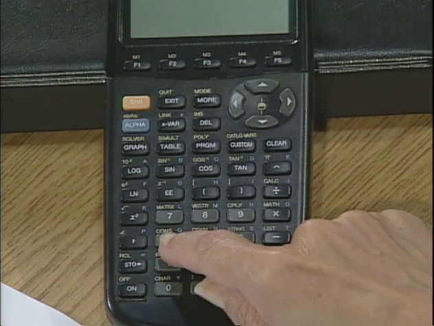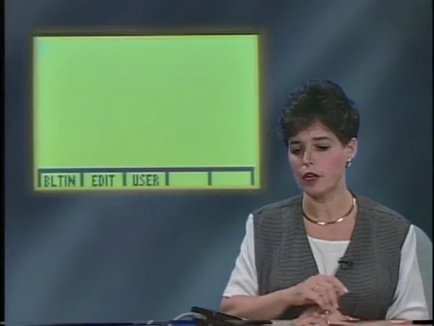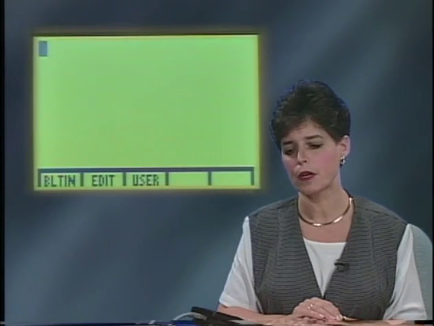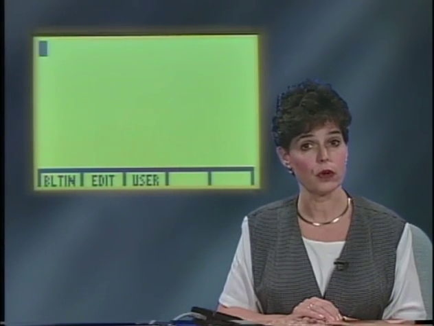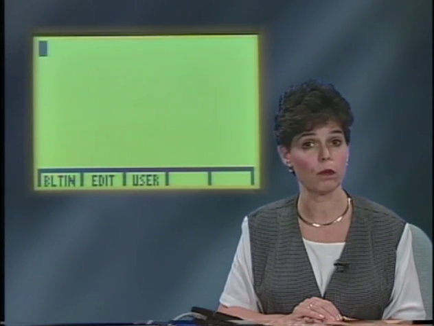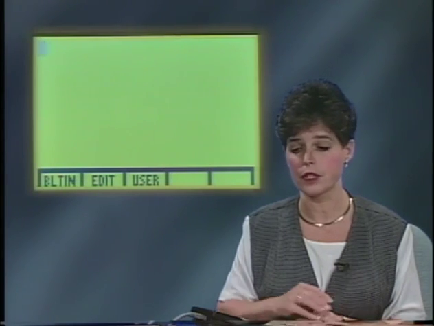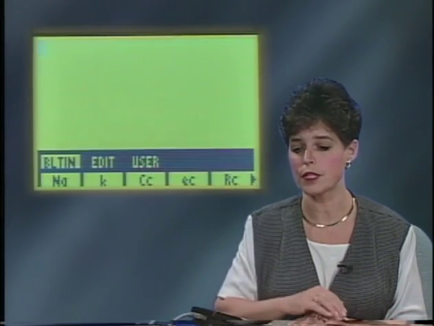You'll see that CONS is up above the number 4, right there. So let's access it with second, and I'll hit the number 4 to see CONS. Now you see that you have several different choices, and the one on the left says BLTIN. That stands for built-in. The built-in constants are what I'm going to get if I press the F1 key, which I'm going to do at this time.